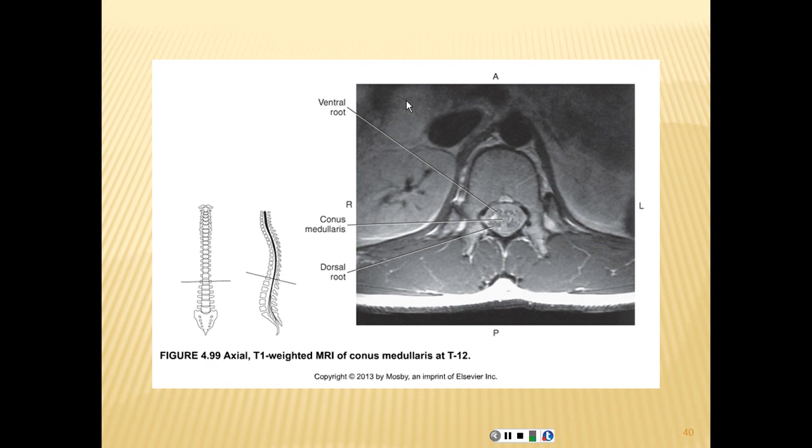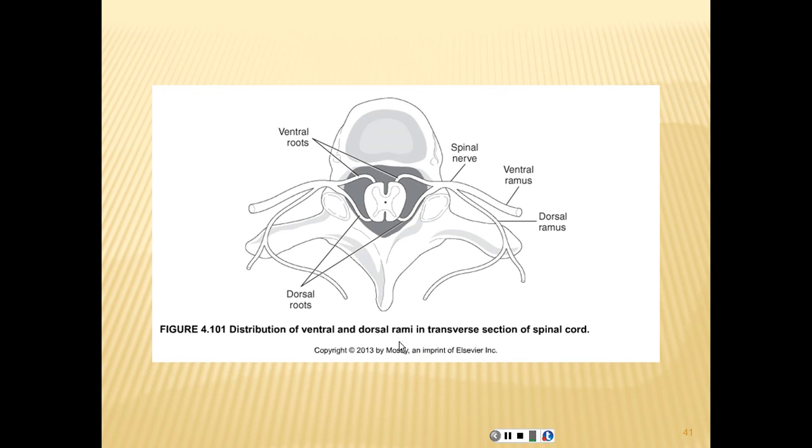T1 weighted MRI of the conus medullaris at T12. Page 228. Again, you want to understand all the anatomy, just the ventral root, the conus medullaris, and the dorsal root. Illustration of the distribution of the ventral and dorsal rami and transverse sections of the spinal cord. So you have a ventral root right there. It comes from the ventral horn, dorsal horn, and the dorsal root. And information actually travels in a circle here.